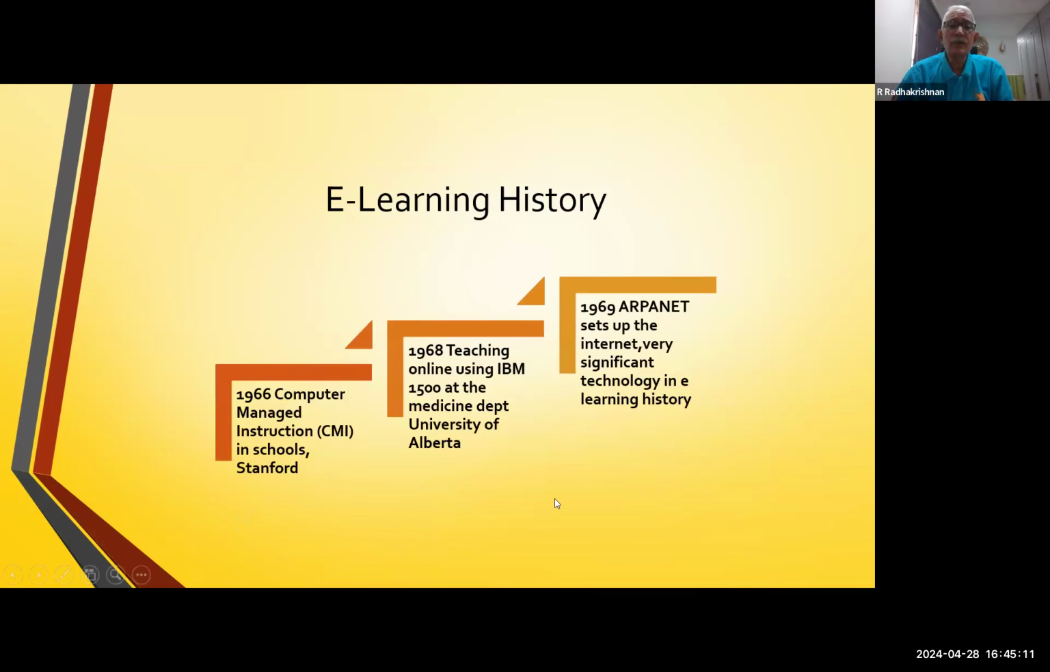And then in 1966, you had computer managed instruction in schools. Again, Stanford started it. If you see the entire growth chain and cascading, it all happened from the USA. These guys really started propagating e-learning, and over a period of time they started leveraging technology for e-learning principles.